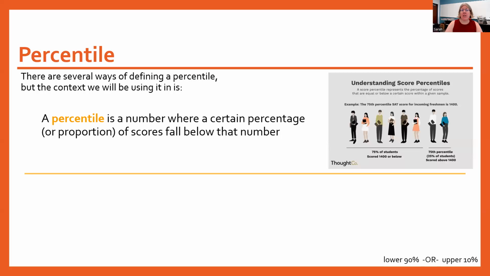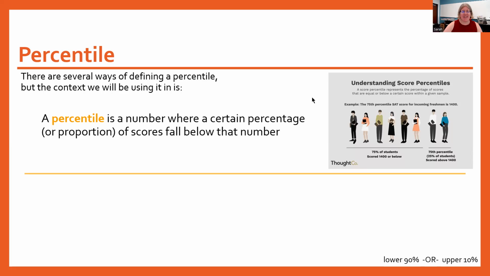I wanted to find one more term related to this idea of finding probabilities. So that term is the percentile. There are a couple of different ways of looking at this concept of a percentile, but the one that makes the most sense in context of this class is that a percentile is a number where a certain percentage or proportion of scores fall below that number. So suppose you took the SATs and your results said that you scored in the 75th percentile. That means out of all the students taking the SAT, 75% of those students scored lower than you, and 25% of those students scored the same or higher than you.